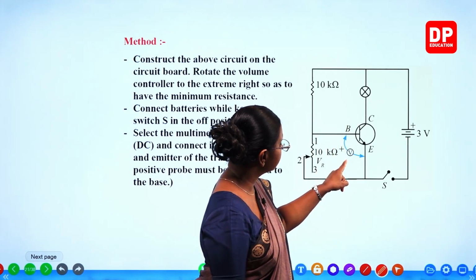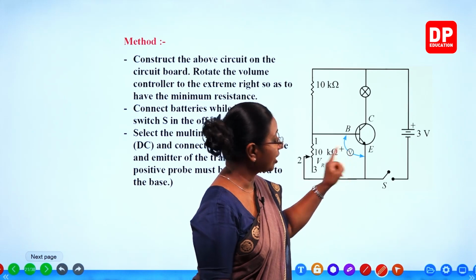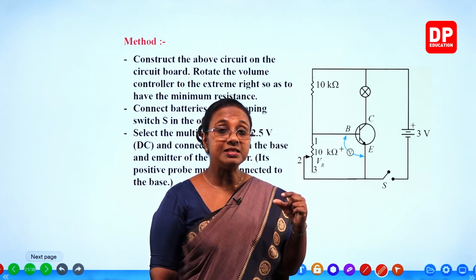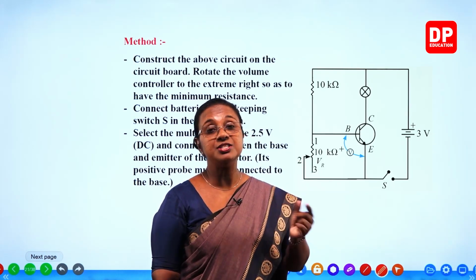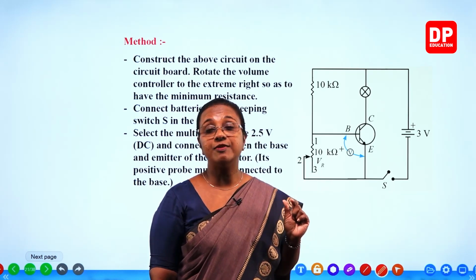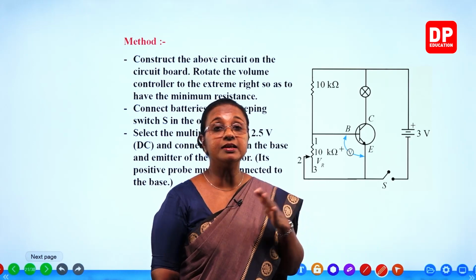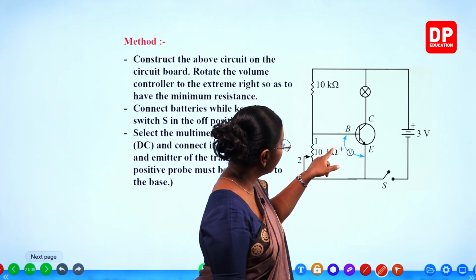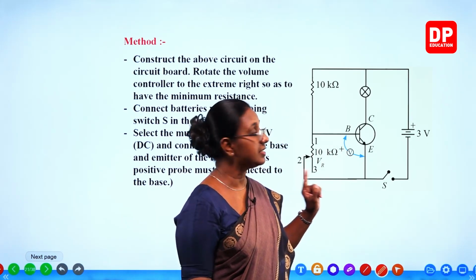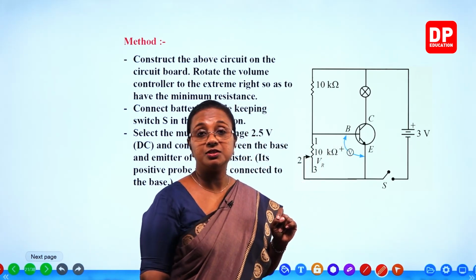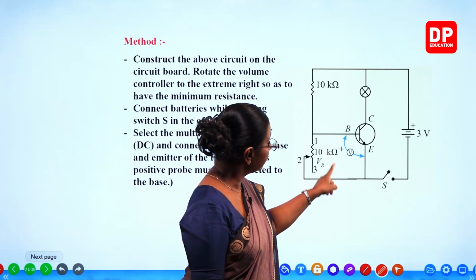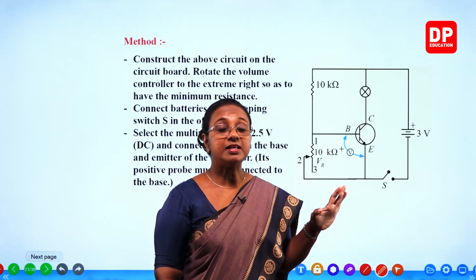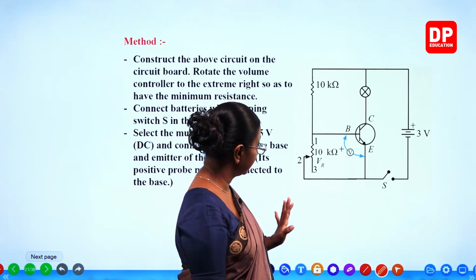Then here you can see the voltmeter. It's actually not the voltmeter, we are using the multimeter. In the multimeter, we set it to voltage and also the 2.5 volt range. Then we connect the terminals this way, where the positive terminal of the multimeter needs to be connected to the base, and the negative terminal will be connected to the emitter. That is how we connect the circuit.